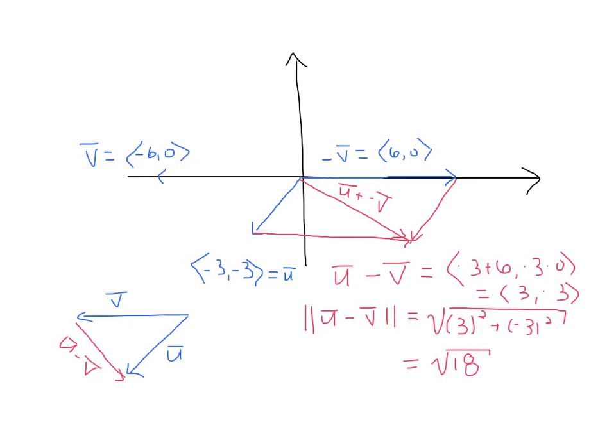So those are the magnitudes of each of the diagonals of the parallelogram. The one going to the right is u minus v, and the one going in the other direction, maybe I'll put it in black here, in this direction here, that is u plus v. All right, good luck.